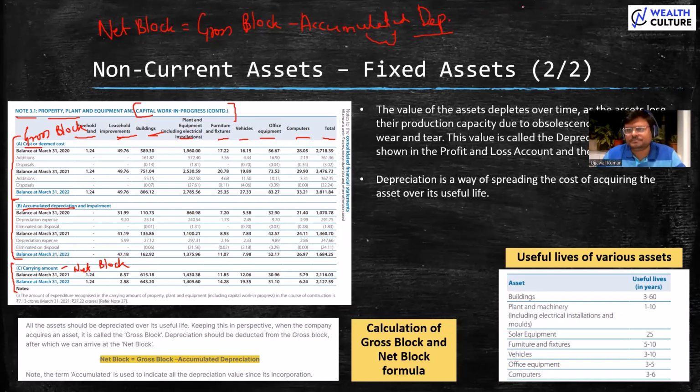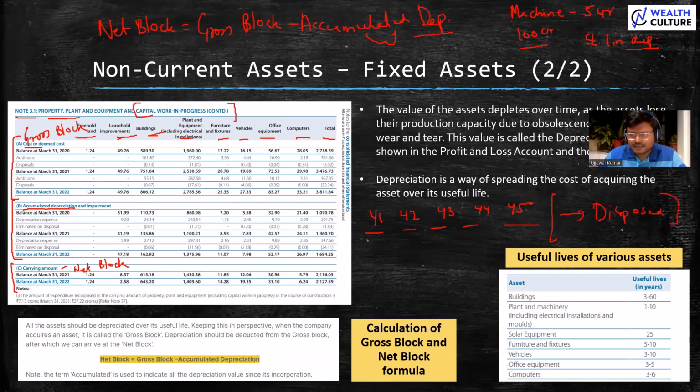Let's say you bought a machine which has a life of 5 years, and you bought it for 100 crores, and you are doing straight line depreciation. So you have year 1, year 2, year 3, year 4, year 5, right? These are the 5 years where you can use this asset. After this, the asset can be disposed at, let's say, zero value. This has no value for us.